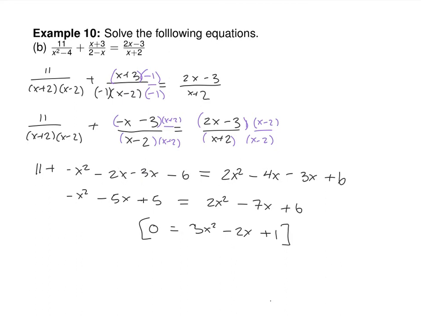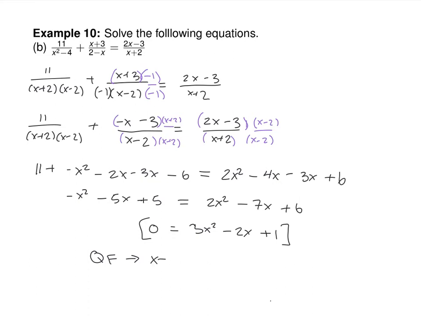Your options are factoring. Does factoring work? You multiply 3 and 1 and you get 3, right? Does anything multiply to 3 and add to negative 2? No, so factoring fails. Do you want to complete the square? Probably not, because you're going to have fractions, right? So then your fallback option is the quadratic formula, right? So QF, so sorry.